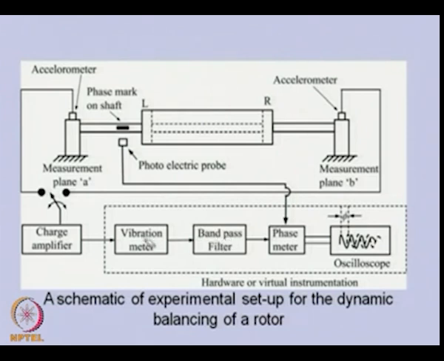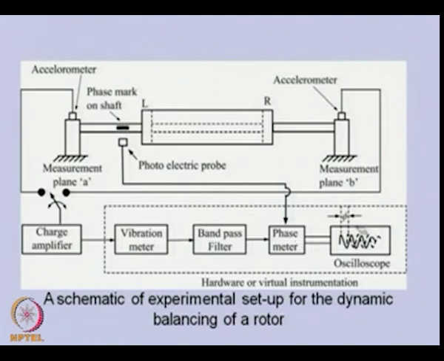Before this vibration meter, we can put the band pass filter, and we can tune it to the rotational speed of the rotor, or through this photoelectric probe reference signal we can tune this filter automatically. And we also have a phase meter, which requires the vibration signal and the reference signal. This will give the phase difference between the vibration measured at the bearing and this particular reference mark on the shaft.